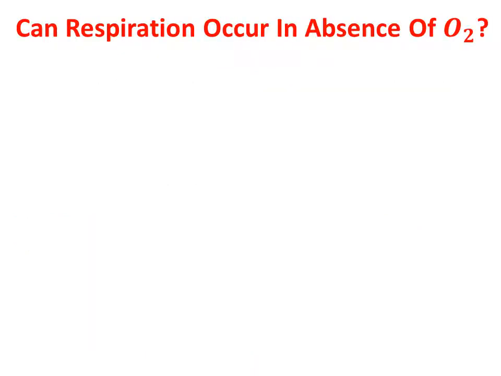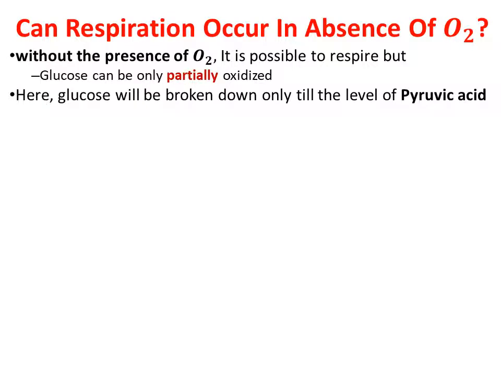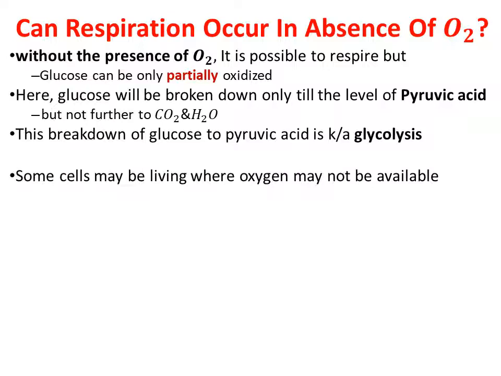Can respiration occur even in absence of oxygen? In absence of oxygen, it is possible to respire, but glucose can only be partially oxidized and a very small amount of energy will be released. The glucose is broken down only till the level of pyruvic acid and not further to carbon dioxide and water, wherein most of the energy is released at later steps. So a very tiny amount of energy from the substrate can be released, and this breakdown of glucose to pyruvic acid level is called glycolysis. It is dealt with in the next part of the lecture, part 2.